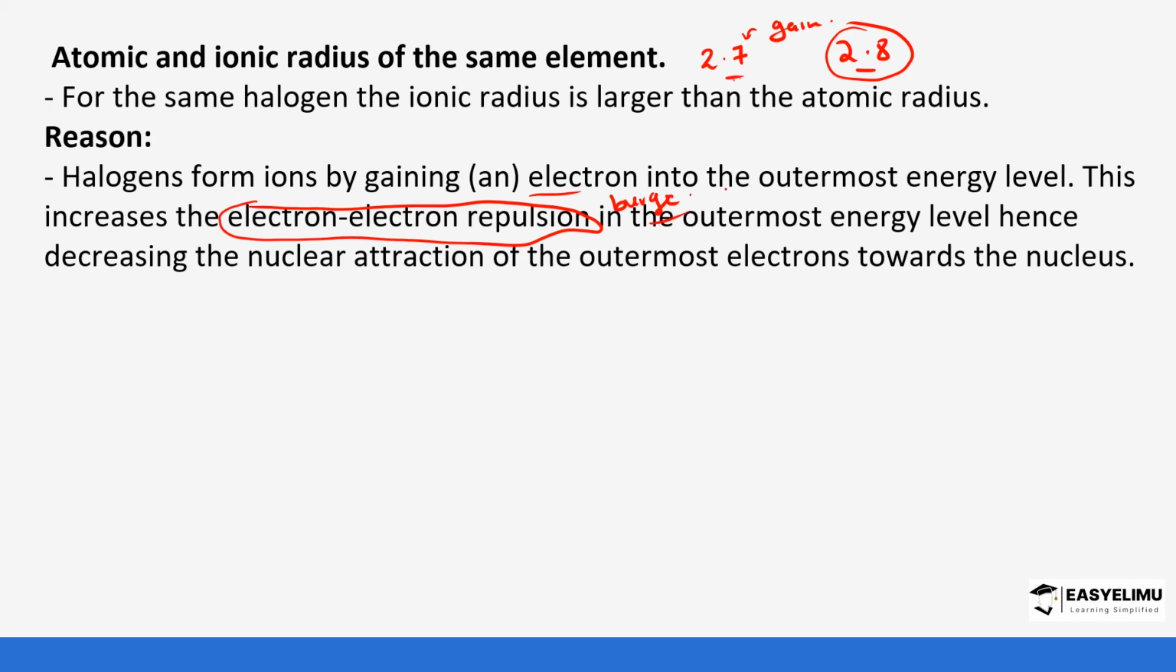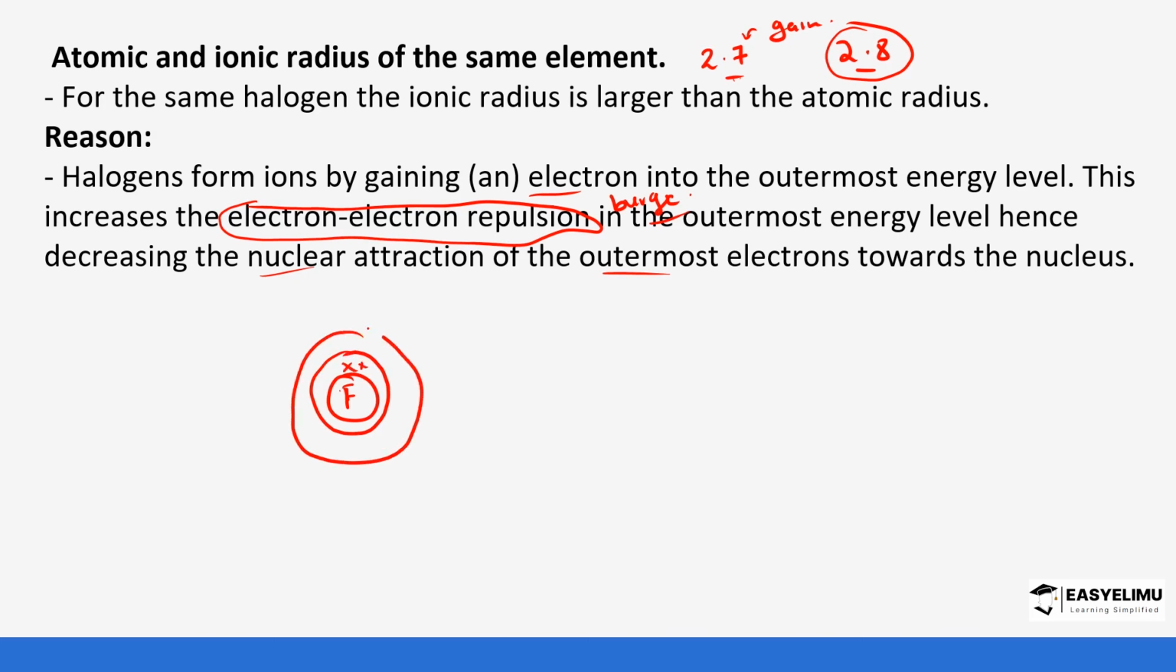So it looks bigger because the electrons are avoiding each other. Hence, that's why we have a decrease in the nuclear attraction of the outermost electrons by the nucleus. Just as a representation, for example, fluorine, we said we have 2 electrons in the first shell.